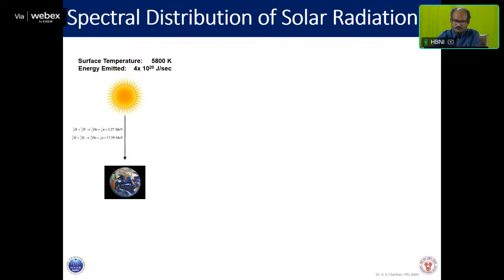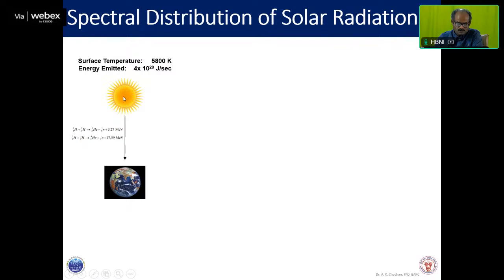Now let us see about photovoltaics. First we try to see what is the source of radiation, the light which we are receiving on the earth. If we see the sun, it is very hot, and the outer surface temperature of the sun is 5800 Kelvin. When any body is at a higher temperature, it always emits radiation, that we know. So it emits radiation in all the directions.